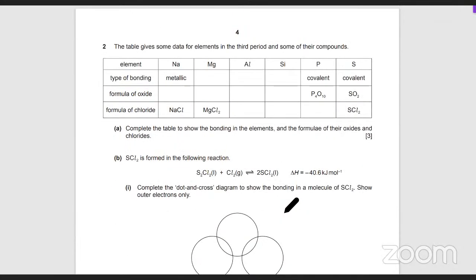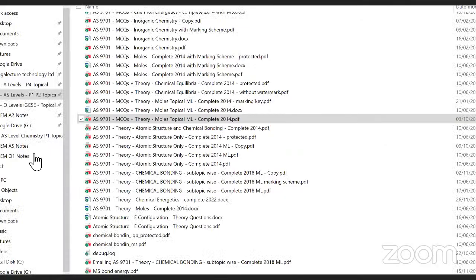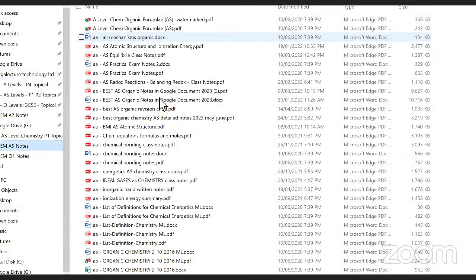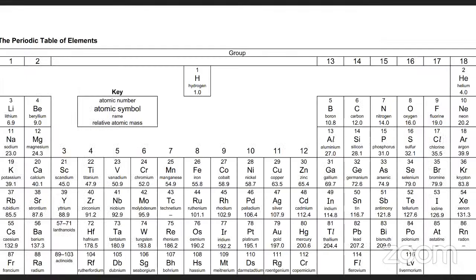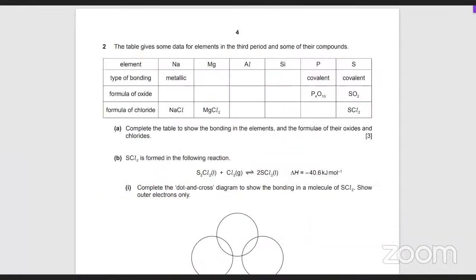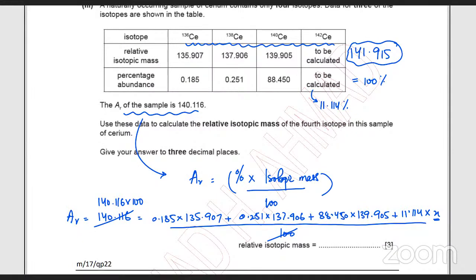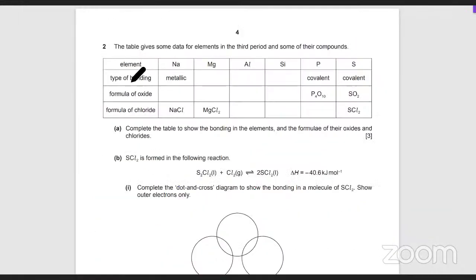अच्छा अगला part quickly. It's about inorganic. ठीक है. Let me just open the inorganic notes as well. One second. So starting with the first thing, type of bonding.